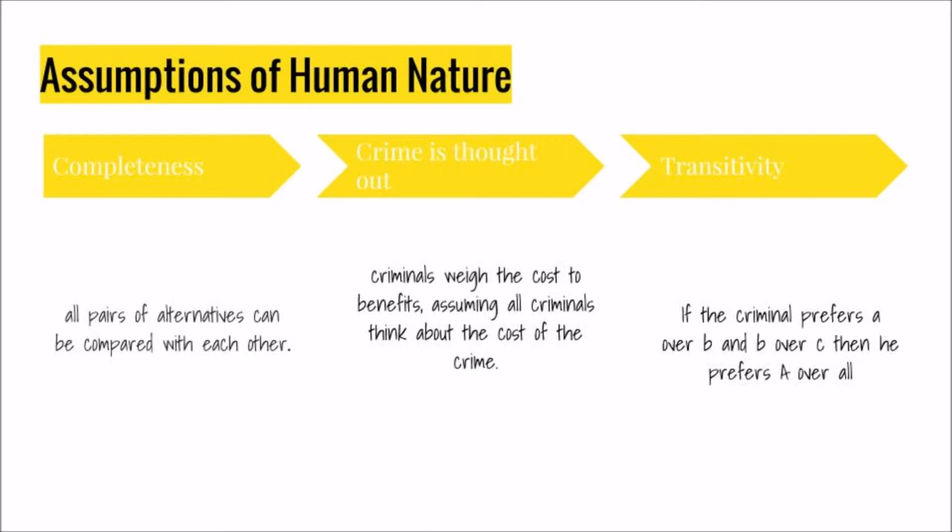The rational choice theory makes several assumptions about human nature, one being completeness, which states all pairs of alternatives can be compared to one another. Two, being crime is thought out, which states that all criminals weigh the benefits and the risk of committing a crime. And number three, transitivity, which states a criminal will usually always go with their first decision on a crime.